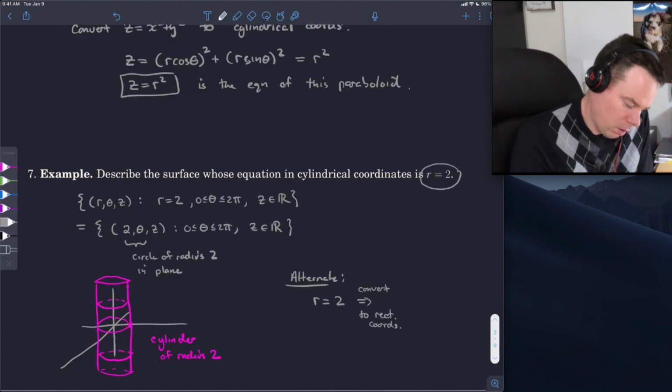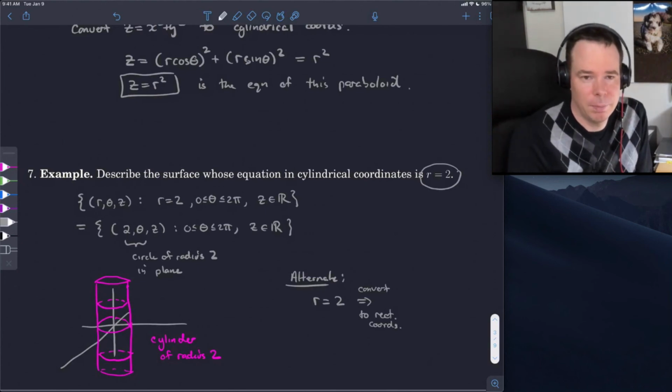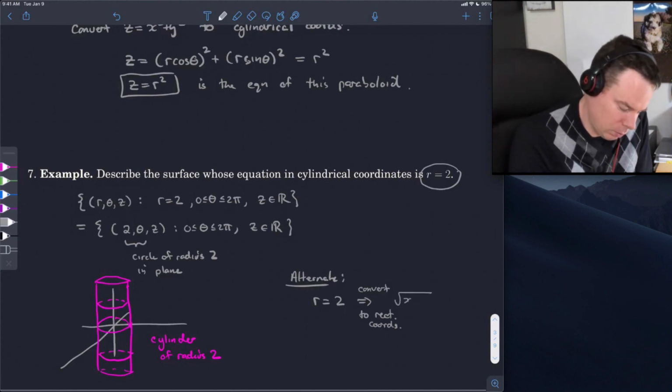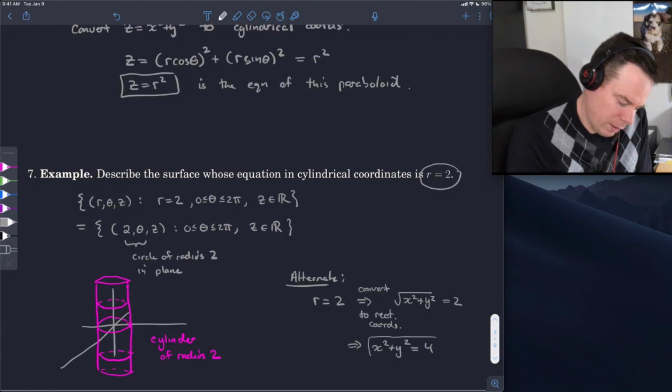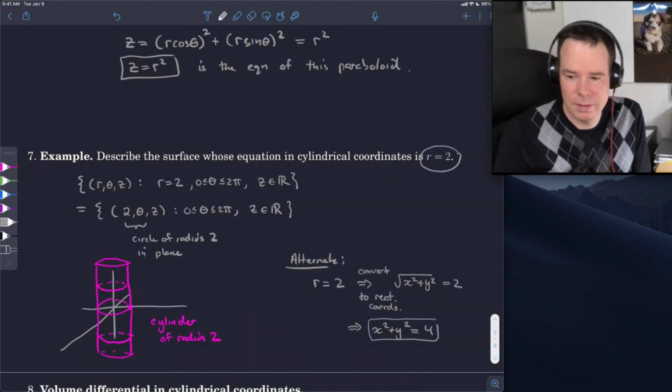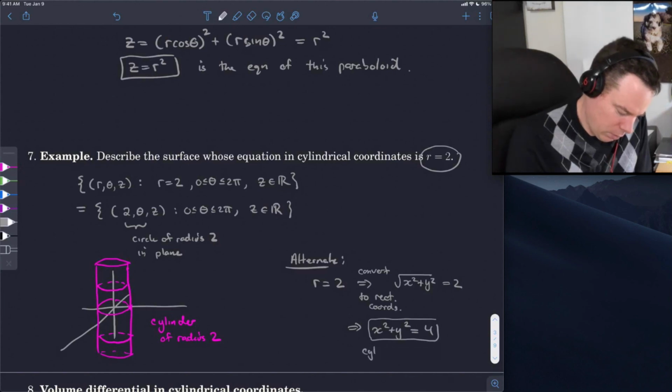Well, in this case, r is related to x and y via x squared plus y squared equals r squared. So r can be replaced with the square root of x squared plus y squared, and that's equal to 2. Or in other words, x squared plus y squared is equal to 4. So that's our Cartesian equation for the same surface. And we know that this is a cylinder of radius 2.